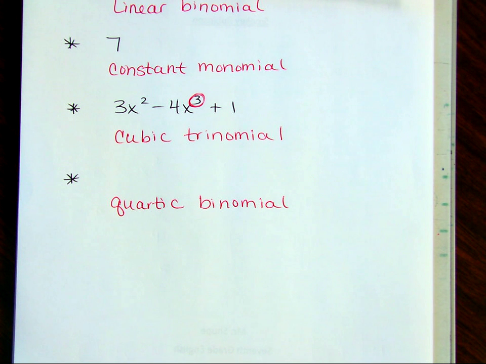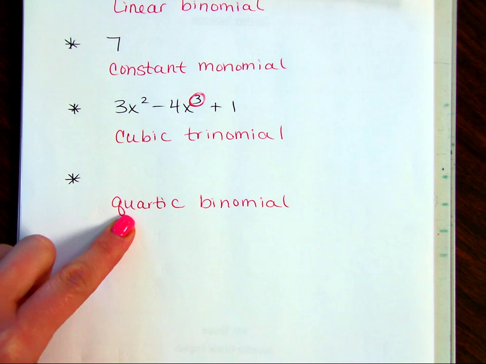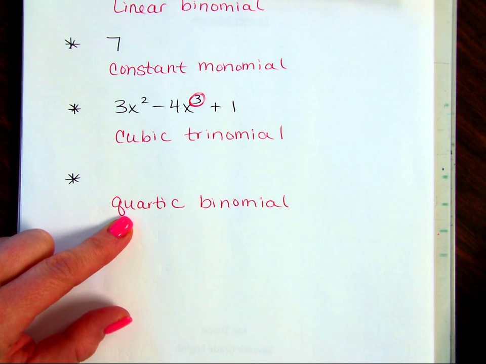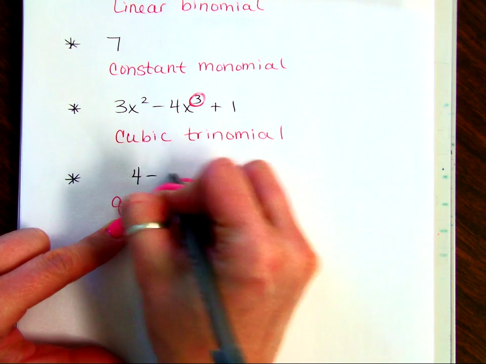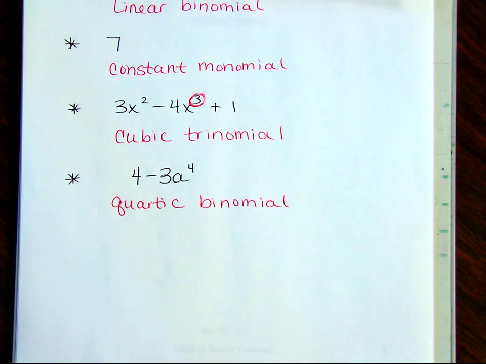So the easiest thing to think of is, okay, binomial means I can only have 2 terms. So you only need 1 plus or 1 minus sign. And the highest degree that you need to show is an exponent of what? What's quartic? 4. So who's got one that matches? Hannah. 4 minus 3a to the 4th. Okay. 4 minus 3a to the 4th. 2 terms. Quartic. Good. Anybody else got another one?